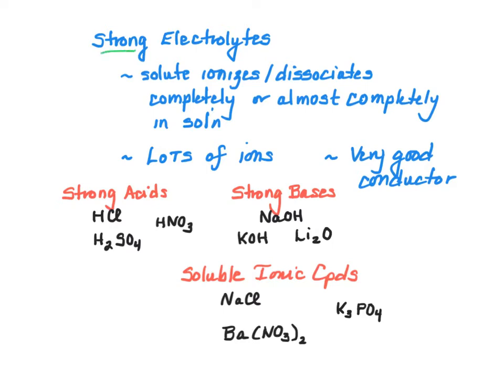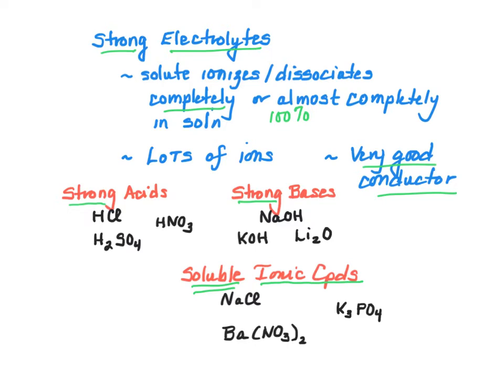So what's a strong electrolyte? Well, a strong electrolyte is a solute, that's the thing we dissolve, that ionizes or dissociates completely. We're going to say pretty close to 100%. Okay, so you get lots of ions and you get very good conductors. Some examples of strong electrolytes are strong acids like HCl, H2SO4, and HNO3. Strong bases like sodium hydroxide, potassium hydroxide, and lithium oxide. And then any ionic compounds that are soluble. Okay, so you can use your solubility rules, but sodium chloride, barium nitrate, potassium phosphate.